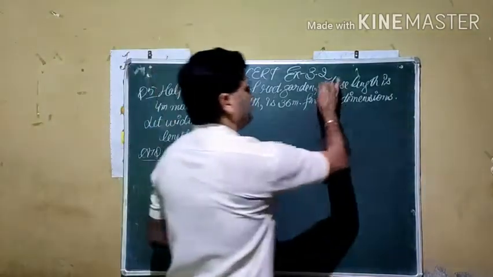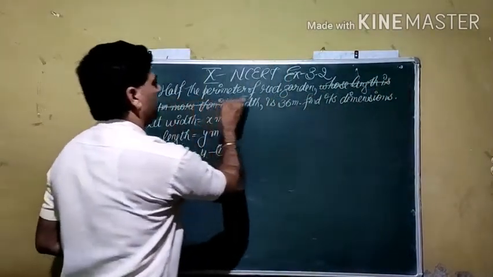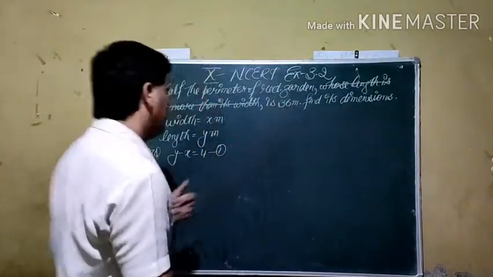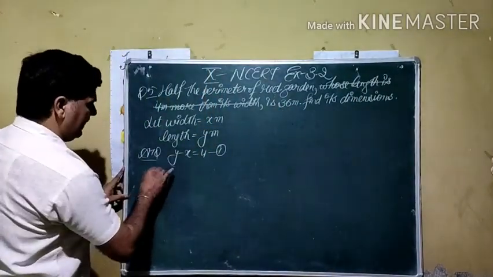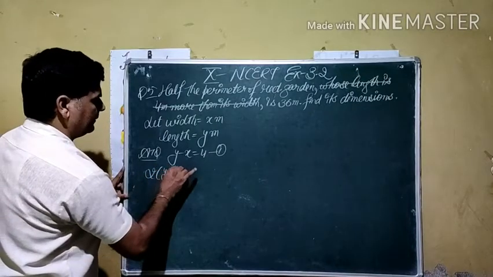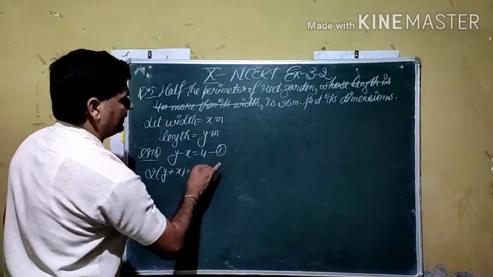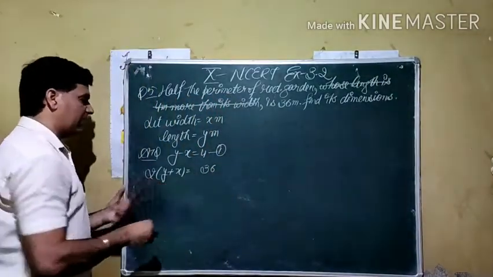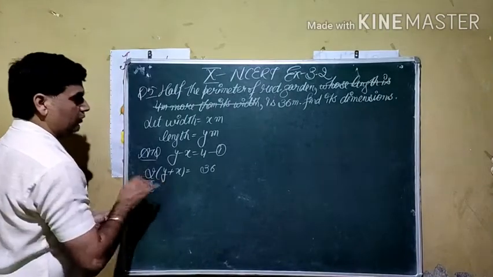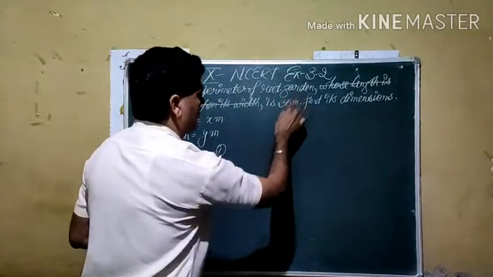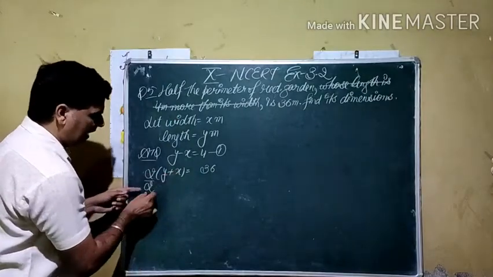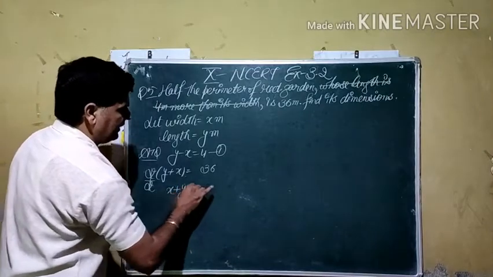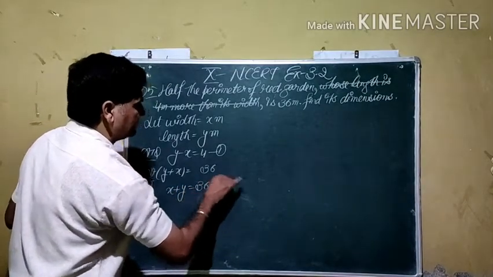If we leave this statement, and read again: half the perimeter of the rectangular garden is 36. We know that the perimeter is double of length plus breadth. Half of the perimeter means divide by 2. Half of the perimeter of the rectangular garden is 36, so the 2 cancels out. So we have x plus y is equal to 36. Two equations are given now.